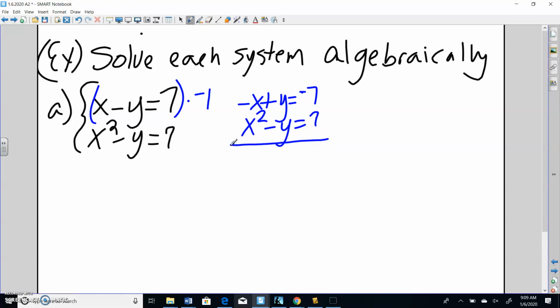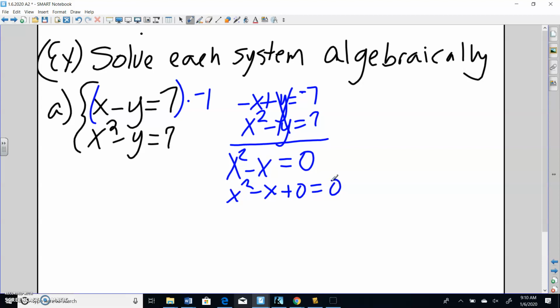And now if I add the 2 equations, the y's cancel, correct? So I'm going to have a -x plus x squared. I'm going to put the higher power first, so that's x squared minus x. The y's cancel, and -7 plus 7 is also 0. So we have x squared minus x plus 0 equals 0. We have a quadratic equation.